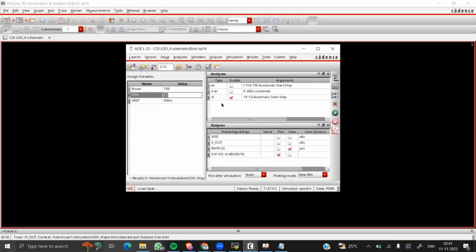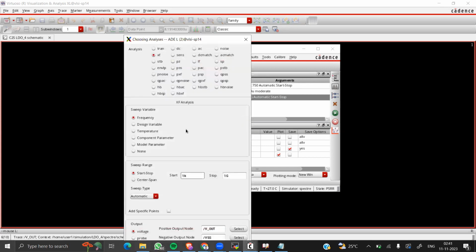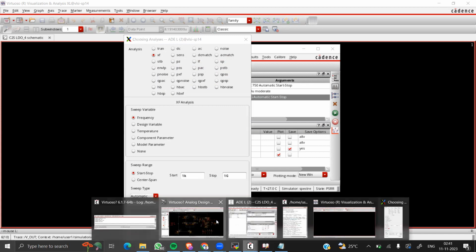So what is XF simulation? XF simulation generally takes for PSRR. So I'll just open the simulation portal once. So it's XF, and what is your start and stop frequency range, and what is your positive node where the XF signal is given. So let me show you in the schematic.